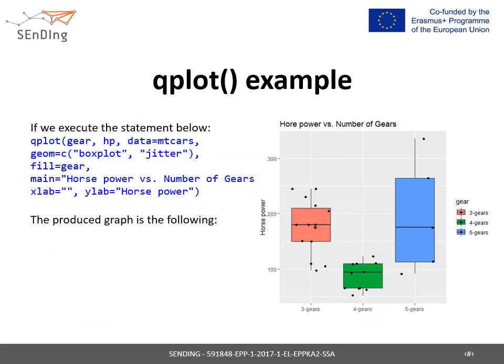In this example we produce a box plot, actually one box plot for each factor level in the data set. The y-axis depicts horsepower. The applied geometry is box plot, color coding and legend are determined by the fill argument, and in this case we give an empty label to the x-axis, a specific label to the y-axis and an overall title to the graph. On the right we see the produced box plots with jitter.